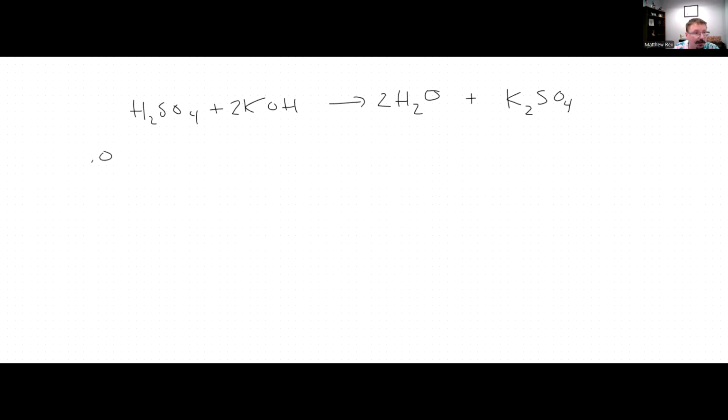Now, we were given the volume and the concentration of the acid, so that should be enough information to determine moles. We have 50 milliliters, or 0.05 liters of that acid. We know its concentration, which is 0.1 moles per liter. So if I multiply the concentration by the volume, I will get the moles of H2SO4.